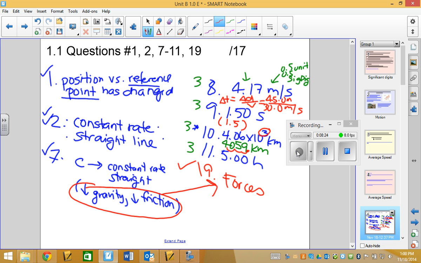Number 19 will just be marked out of 1. So if you add this up, it should make 17 altogether. If you could please make a total out of 17, put your name on it, and I'll collect them, and that'll count as today's daily review.